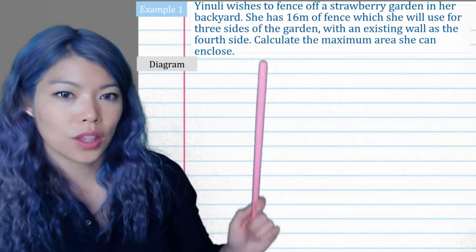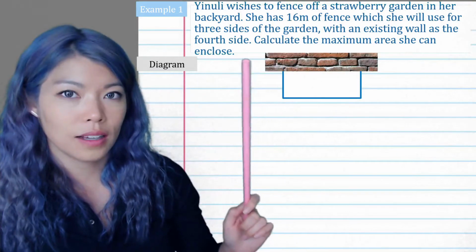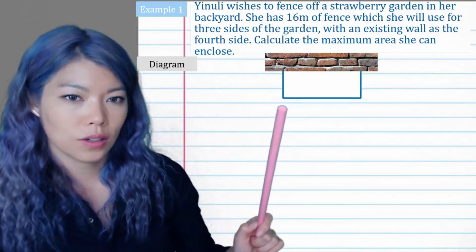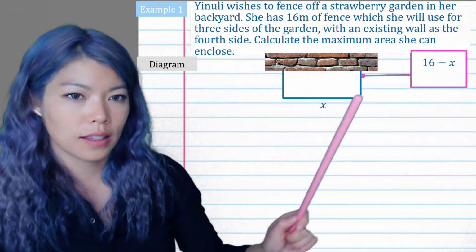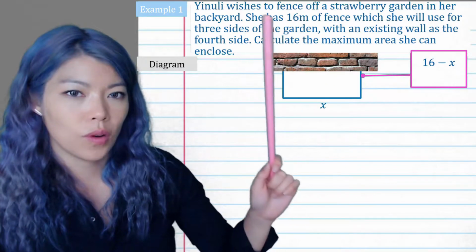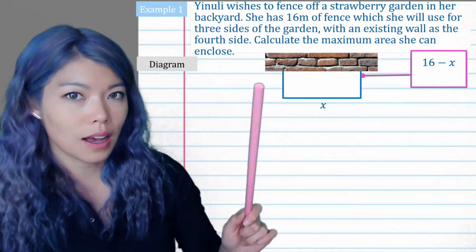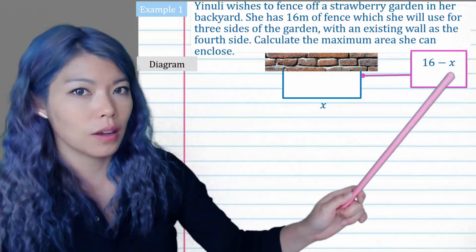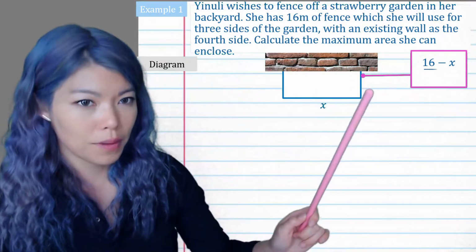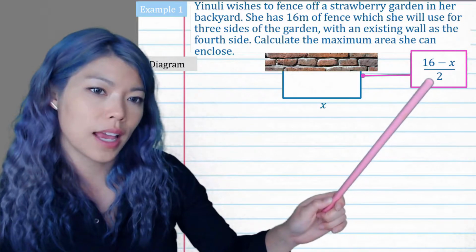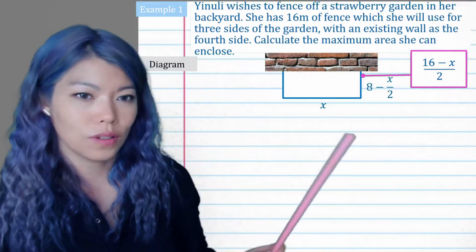So she has 3 sides to work on and 1 side is a wall, and these 3 sides have to add up to 16. So if I name one side as x, then the other side will be whatever is left over from 16 meters. So each of these sides would be (16 minus x) divided by 2. And we can simplify that. 16 over 2 is just 8 minus x over 2.